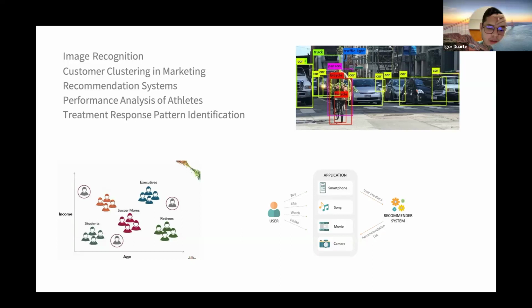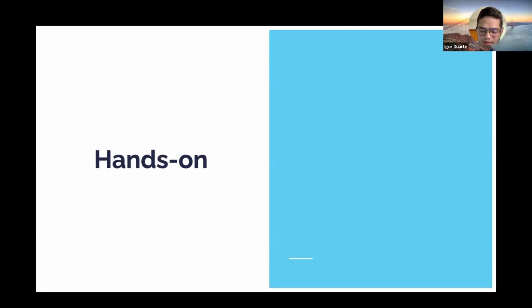The other example is treatment response pattern identification. So identify response patterns to treatments, like some meds, so subjects who respond similarly and those who do not, and what they have in common when they use some med, and try to understand the response after using the med. So we use a data set to try to calculate this. So I will show you now an example. It's a short hands-on.